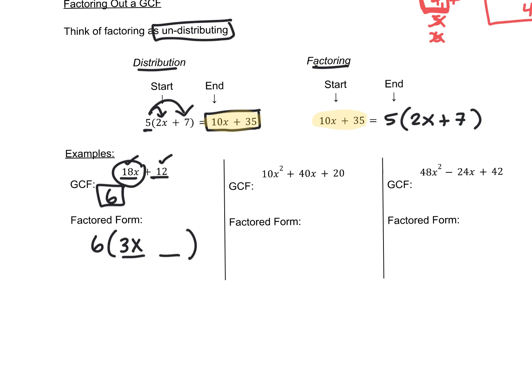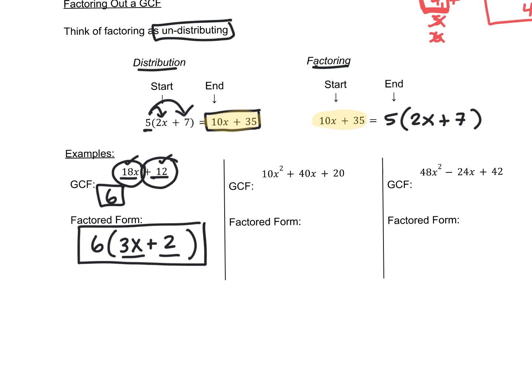Okay, my second term is positive 12. So right away, since I see it's positive, I'm going to put a plus sign here, because my 6 is also positive, so I know I need a positive. And I'm just thinking, what do I put here? What do I multiply 6 by to get 12? And that would be 2. And so this is my final answer.